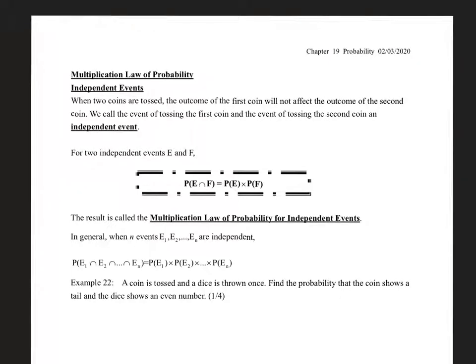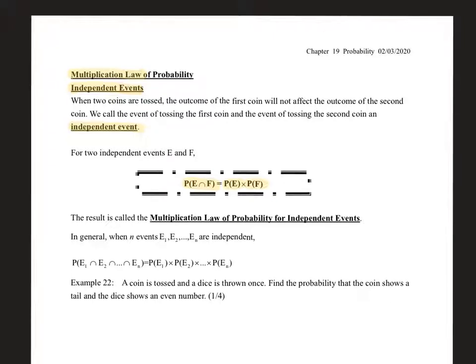Next, we come to another law in probability, which is called the multiplication law. Like the addition law, where we talk about mutually exclusive events, in the multiplication law there is another kind of events called independent events. If the probability of two events E and F is equal to P(E) times P(F) individually, then we call them independent of each other. It is also called the multiplication law of probability for independent events.